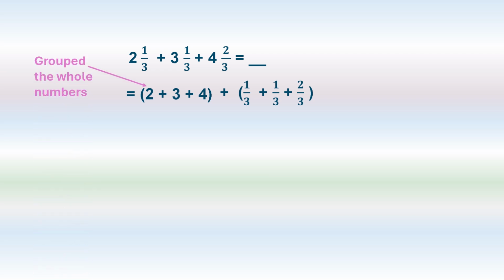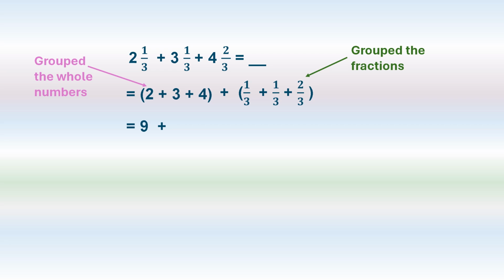an answer. So the first thing we're going to do is we're going to separate the whole numbers. So we're going to add, and then we are going to separate it with the fractions. So you can see here that I put 2, 3, and 4. We grouped the whole numbers together. And then I have 1/3, 1/3, and 2/3. I grouped all the fractions together. So we can add the whole numbers first. So 2 plus 3 plus 4 gives us 9.